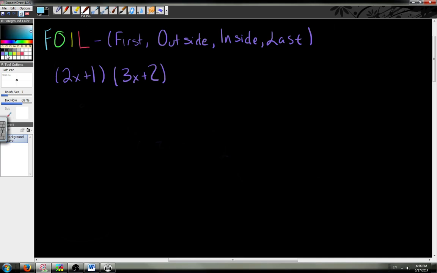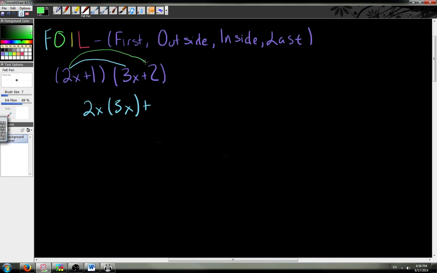So FOIL is you just take the first two terms of each binomial. So first, you multiply them. Then you add them to the product of the outside terms. So by outside we mean the numbers that are on the outside. So these would be inside numbers, these would be outside numbers. These are not technical terms, right? It's not like in mathematics you're reading a book and the outside numbers are the numbers on the edges of the binomials. That's not true. It's just shorthand for remembering what numbers you're talking about.